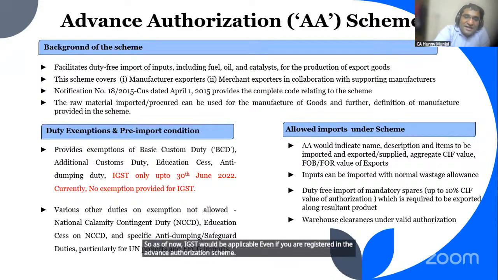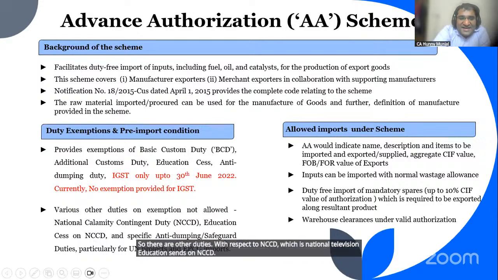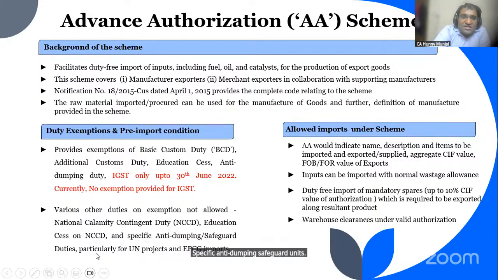But if you are registered under EPCG for import of capital goods, you can have an exemption for IGST and compensation cess both. But the difference here is it is not available in advance authorization. But custom duty is available anyway. There are other duties with respect to NCCD, which is National Calamity Contingent Duty, education cess on NCCD, specific anti-dumping and safeguard duties. All these duties are not covered under the advance authorization benefit. So if you are importing any raw material on which these cess or duties are applicable, you cannot avail the benefit of this scheme.